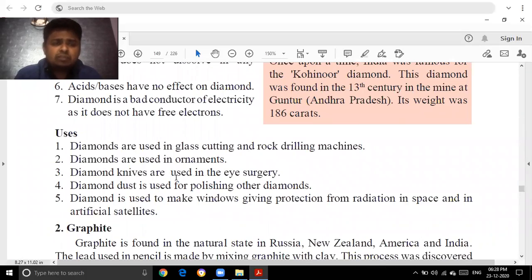Now uses, of course, it is used in jewelry. So for making ornaments, you know. Then it is used for glass cutting and rock drilling machines. So very big rocks, very strong rocks. Okay, so if you have iron or other things, they may break, but diamond heads will not break.